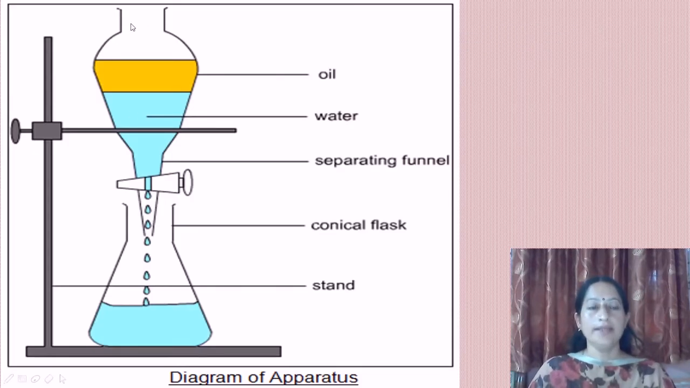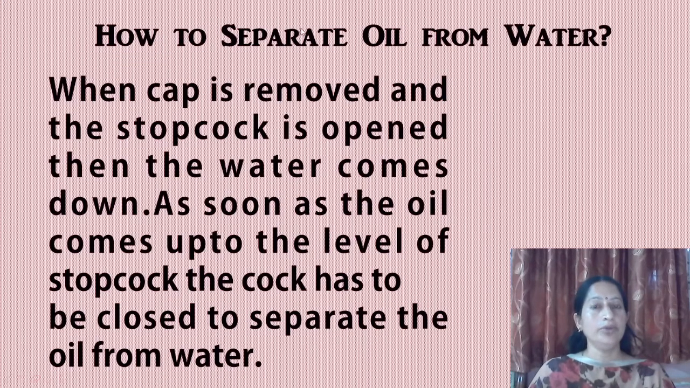So you see, the cap is removed and the stopcock has to be opened, then the water will start coming down. As soon as the oil level comes up to the level of the stopcock, the stopcock has to be turned so that it gets closed, and the oil will remain in this separating funnel and the water will fall down. So I hope it's clear to you how oil and water are separated.